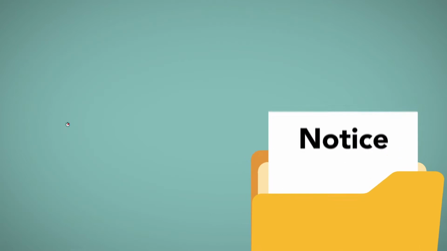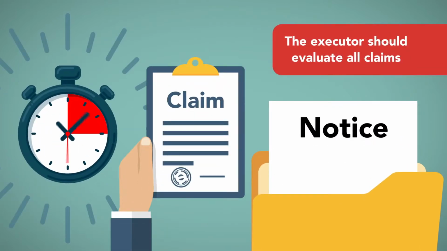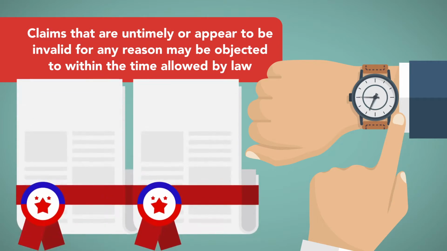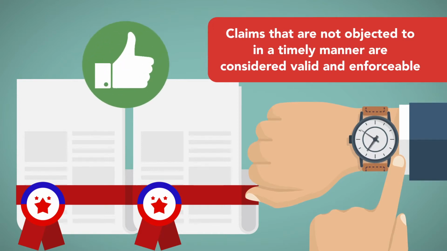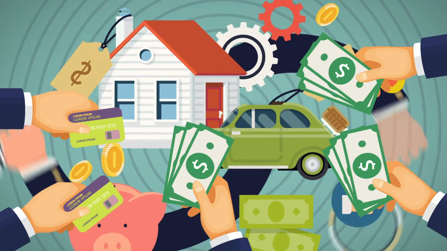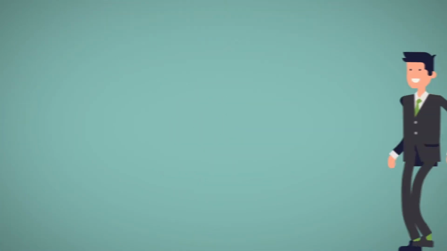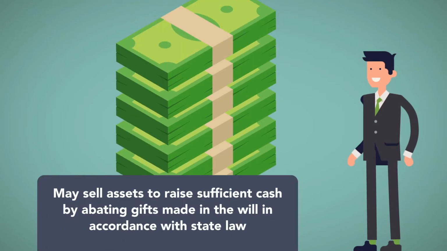Once notice is given and the time for filing claims has passed, the executor should evaluate all claims. Claims that are untimely or appear to be invalid for any reason, such as having been paid previously, may be objected to within the time allowed by law, usually 30 to 90 days. Claims that are not objected to in a timely manner are considered valid and enforceable. If the estate has the funds to pay all claims, the executor should pay the claims from the estate account. The executor may sell assets to raise sufficient cash, if necessary, by abating, that is, reducing, gifts made in the will in accordance with state law.